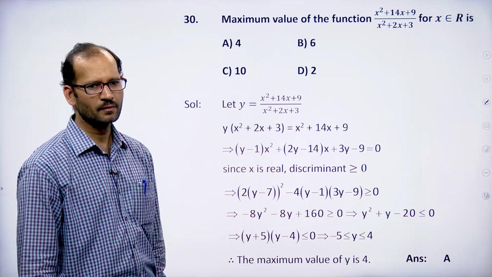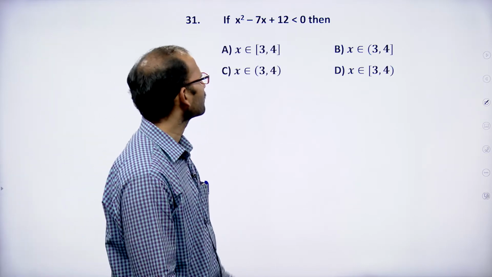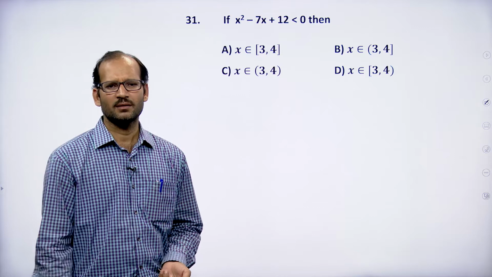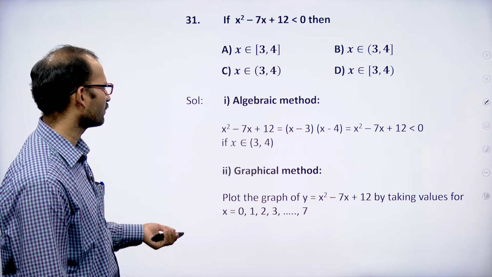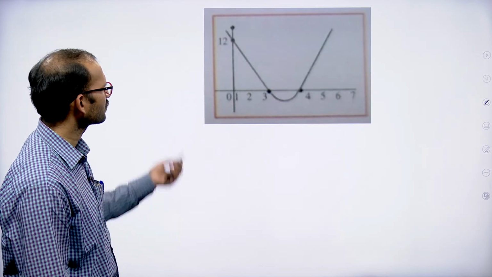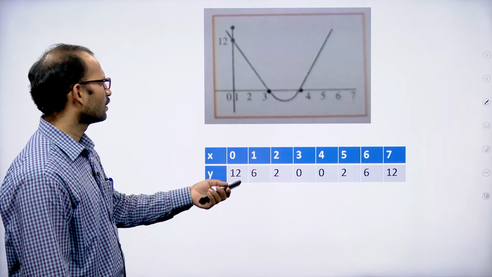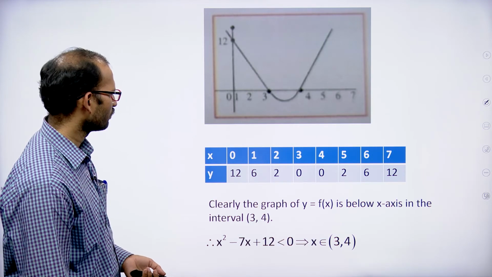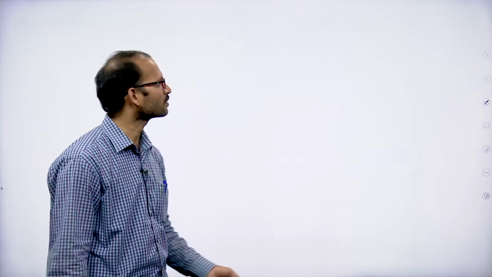Done? Okay. x square minus 7x plus 12 less than 0, then very simple. This inequality you can solve very easily. 3 and 4 are the roots. Algebraic method, graphical method. Graph opens upwards because x square coefficient is positive, and taking the different values of x. A simple one, no need to discuss much about this question. x belongs to (3, 4). Yes.